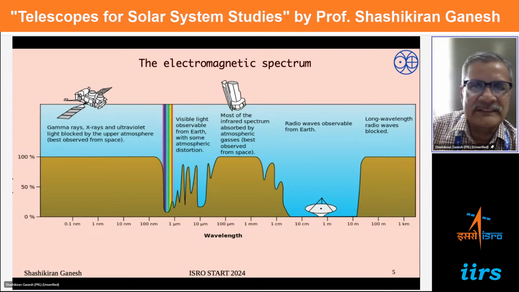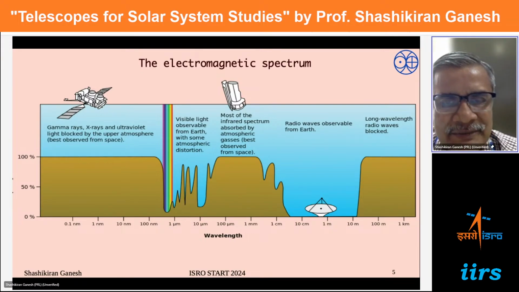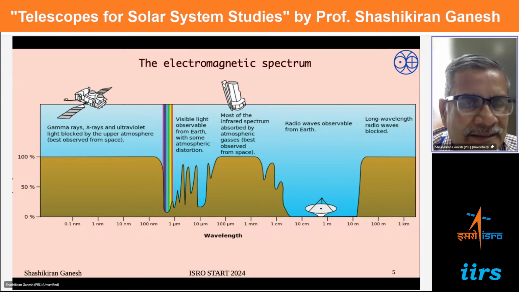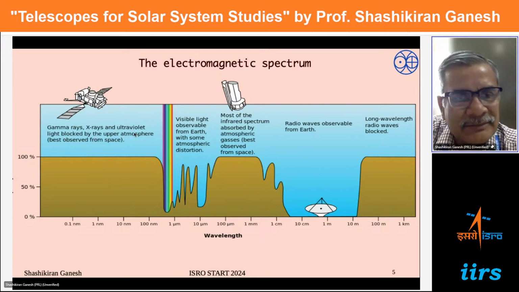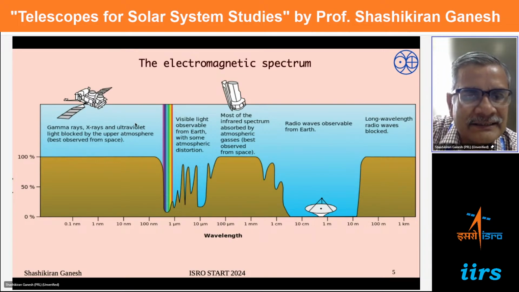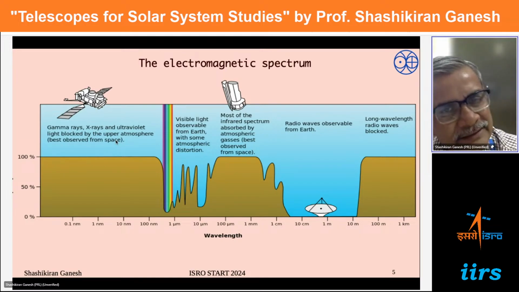Okay, so for example, I think you might have already seen this from other speakers in this series, but just for the sake of completeness, let me go through it. Thankfully, the gamma rays, X-rays, and UV light are completely blocked by the upper atmosphere of the Earth, and thanks to the blanketing by the upper atmosphere, we are protected from these harmful radiations.